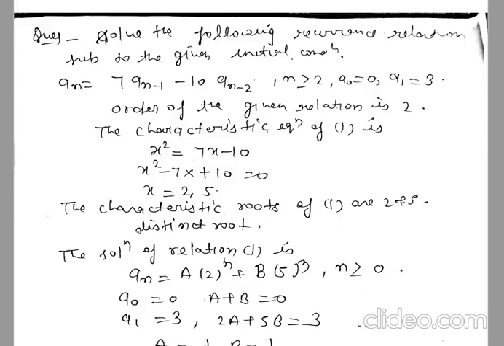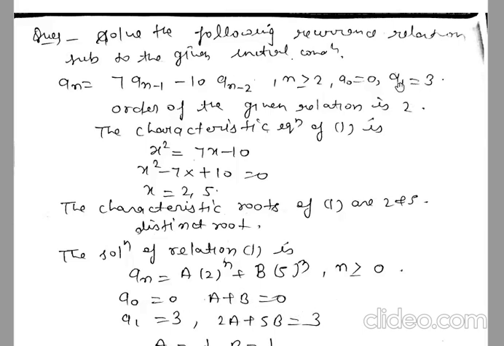Now we need to calculate the value of a and b. To calculate the values of a and b, we will use these two conditions. The first one is given: a naught is equal to 0. So just put n is equal to 0 here. Then you will get 0 is equal to a 2 to the power 0 plus b 5 to the power 0. And we know that anything to the power 0 is 1. So a plus b is equal to 0. This is your first equation.